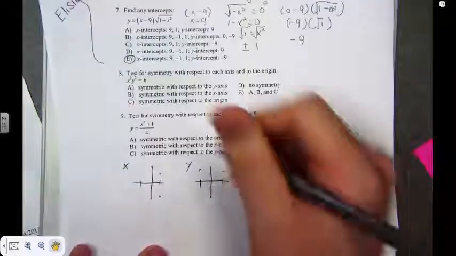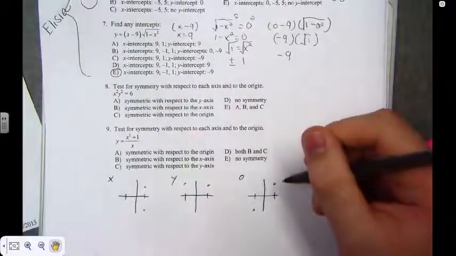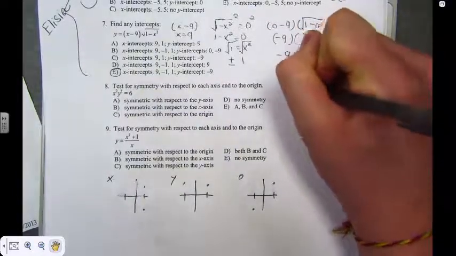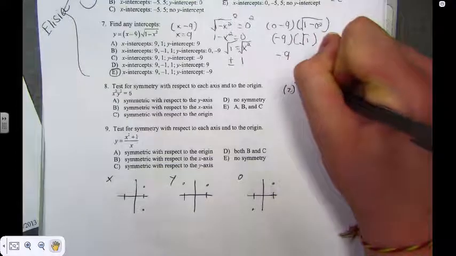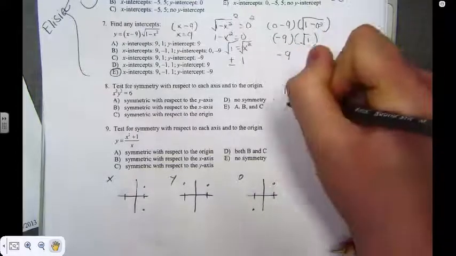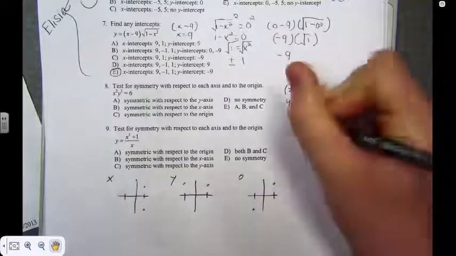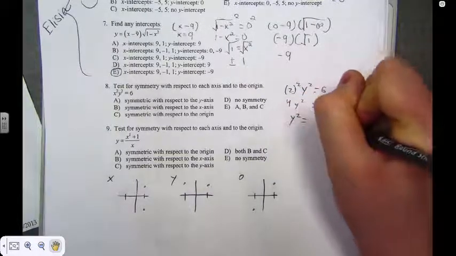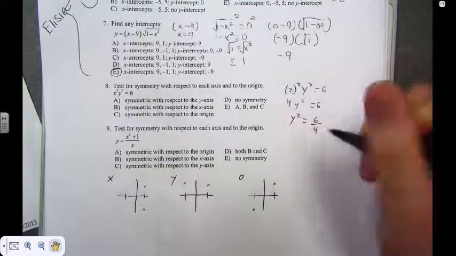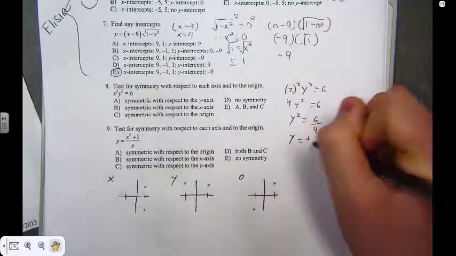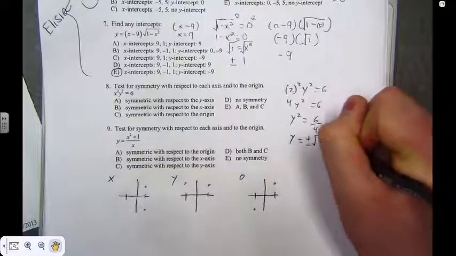Now for number 8, what we're going to want to do is plug in a number for the x, and we'll just use a simple number like 2. So I'm going to plug in 2 squared, 6, and this will equal 4y squared equals 6. And then, for when you plug in 2, you get y equals plus or minus 6 over 4.